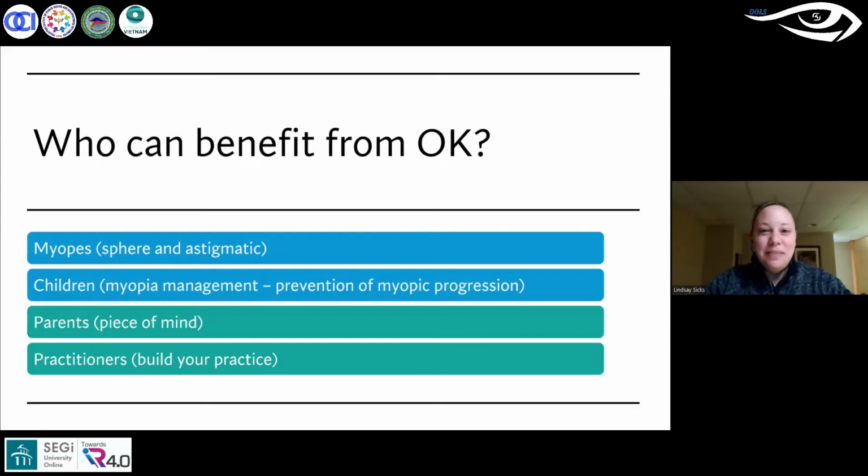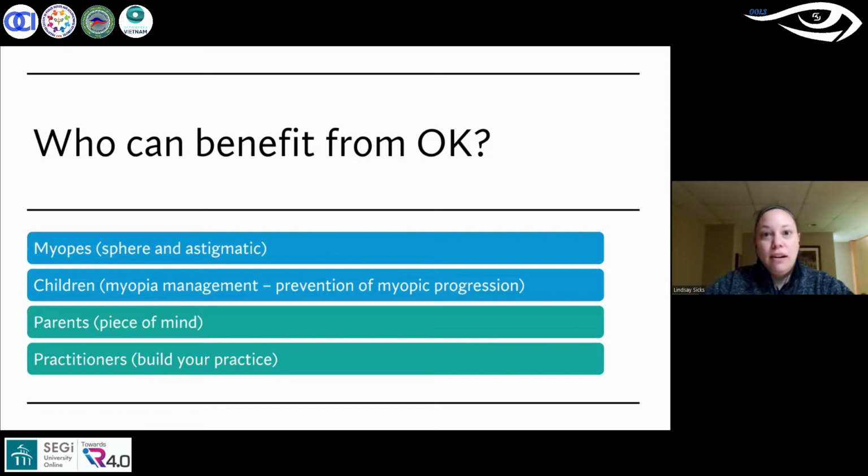So let's talk about the patients that could potentially benefit from this technology. We talked about its reduction of myopia. And so these are patients that might be just straight spherical myopes, but they can also have some level of astigmatism as well. So those myopic astigmats would also be good candidates. We'll talk a little bit about who's maybe not the best candidate in a couple of slides.